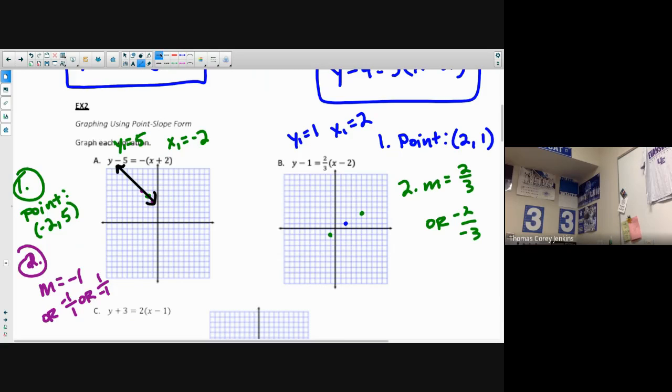I always like to have 3 points. The more guide points we have, the more accurate our line's going to look. All right, so there you go. And I'll leave C for you.